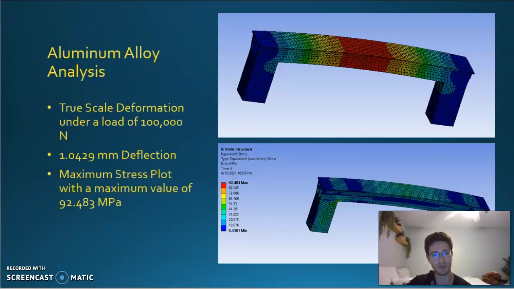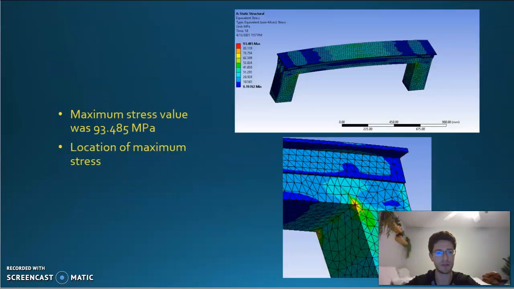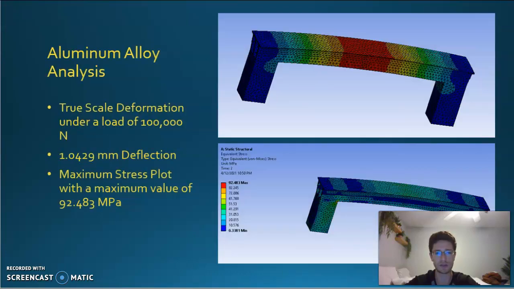Now we're moving to the aluminum alloy analysis, again using the same 100,000 Newton load. The aluminum had about 3 times larger deflection of 1.04 millimeters, which is again very small for such a large load. And it was interesting to see that the maximum stress was a bit smaller at 92.4 megapascals compared to, I believe, 93 megapascals.